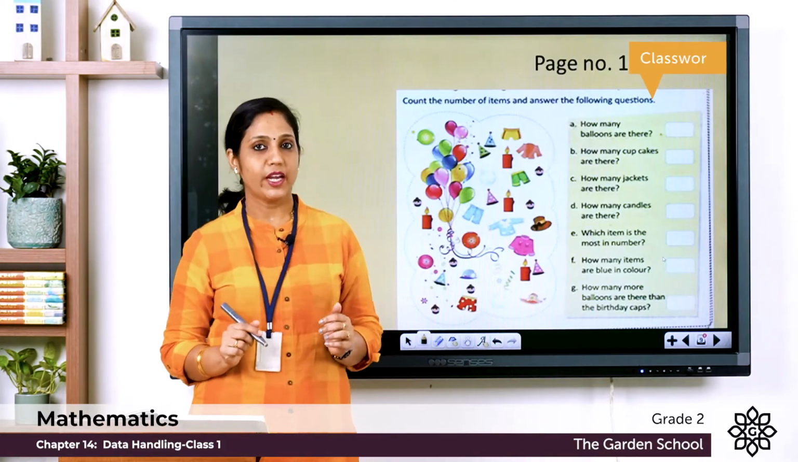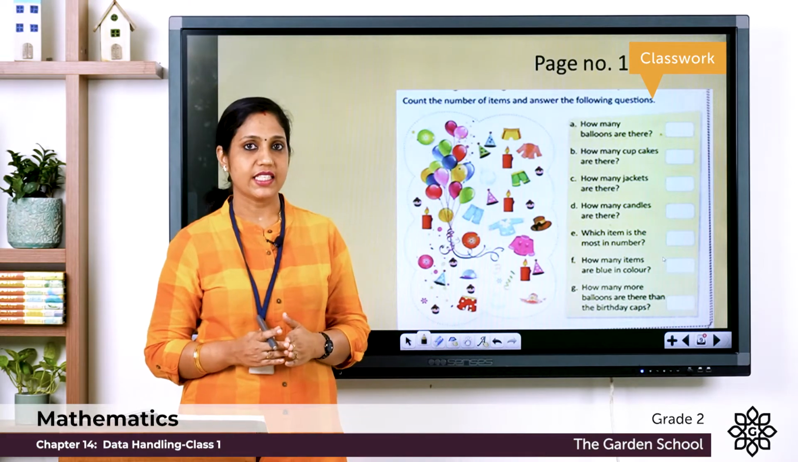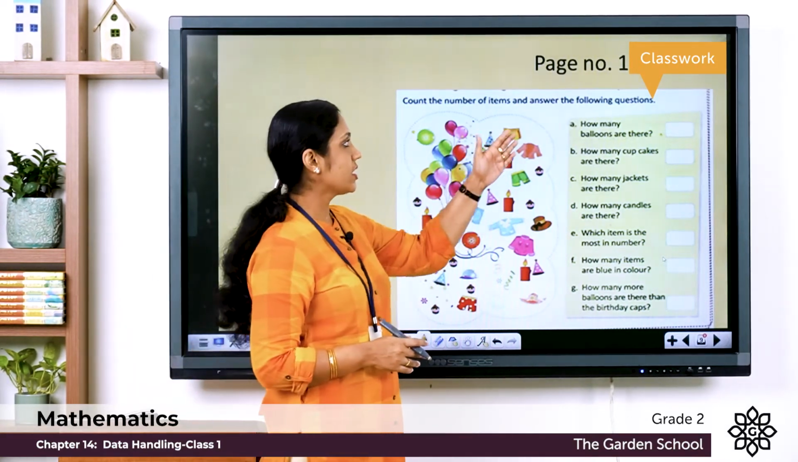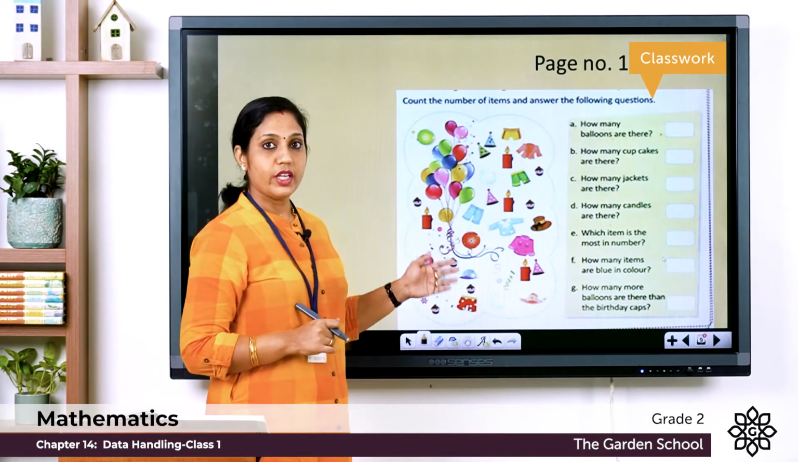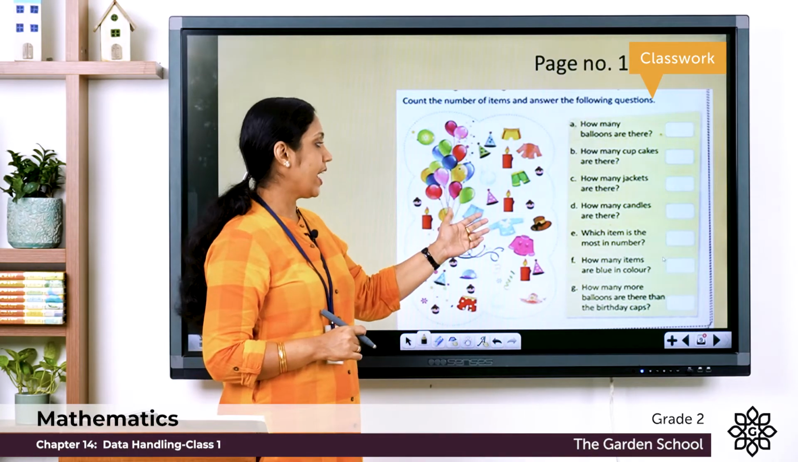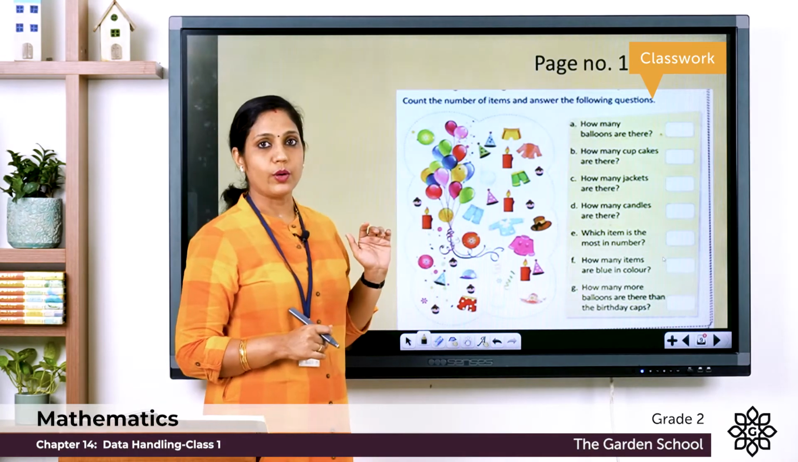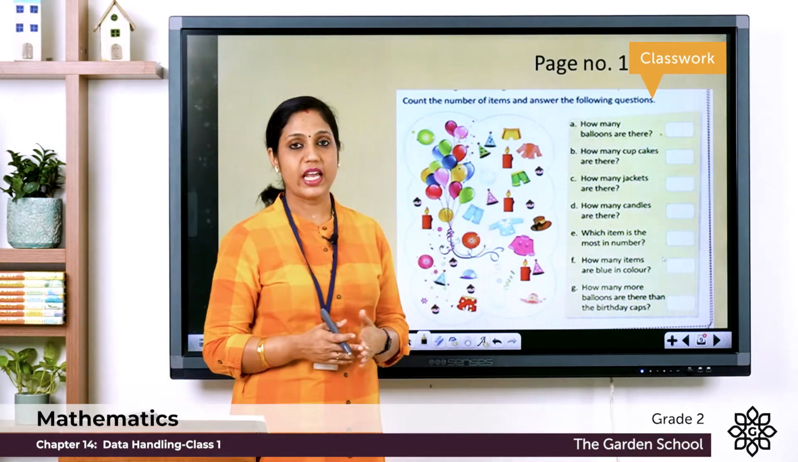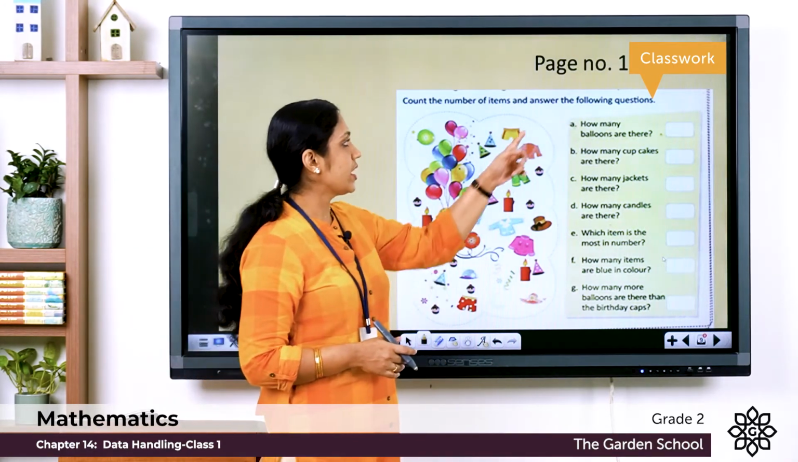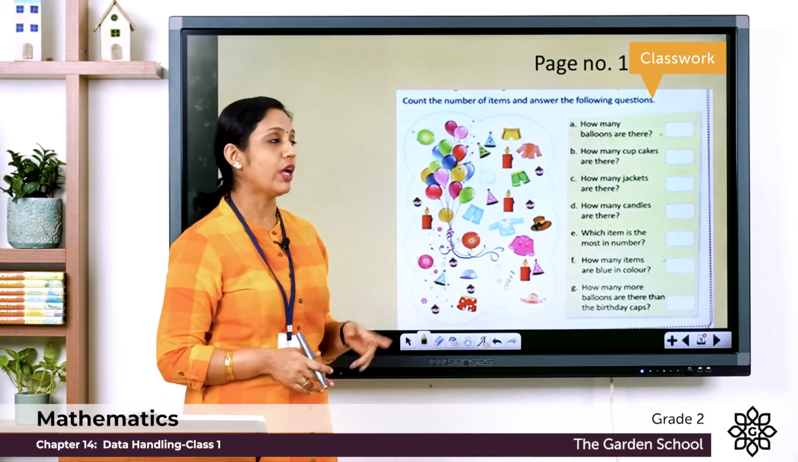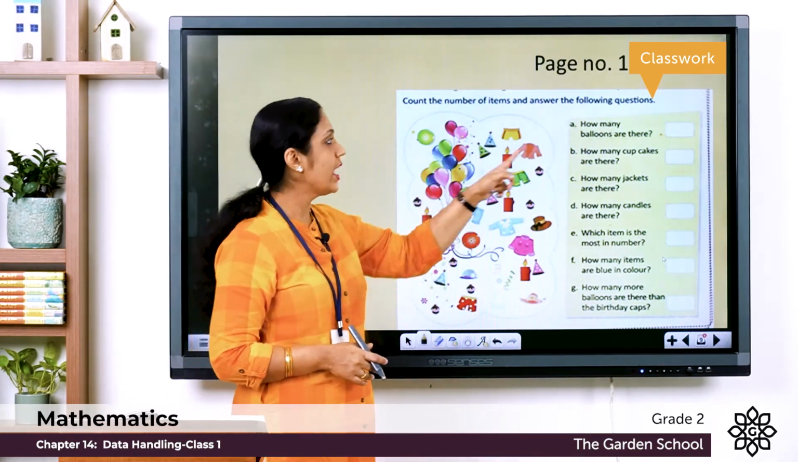In your text, page number 181, we have an exercise. It is to count the number of items and answer the following questions. Here in this picture, you can see balloons, birthday caps, candles, cupcakes and so on. Now we have to make a record of it. Here there are some questions which we have to answer. The first question, A: how many balloons are there? You have to count the number of balloons and write it here.